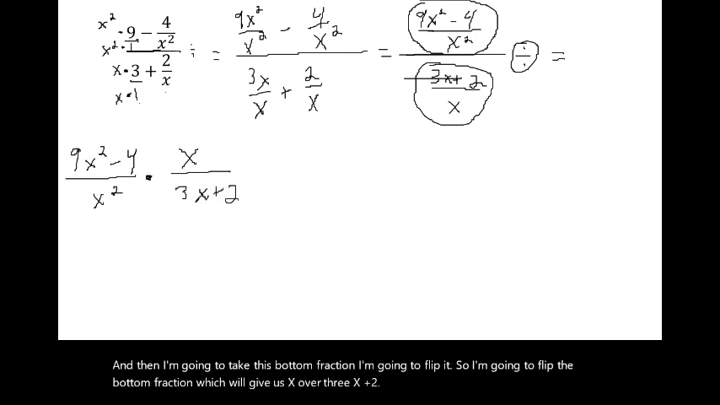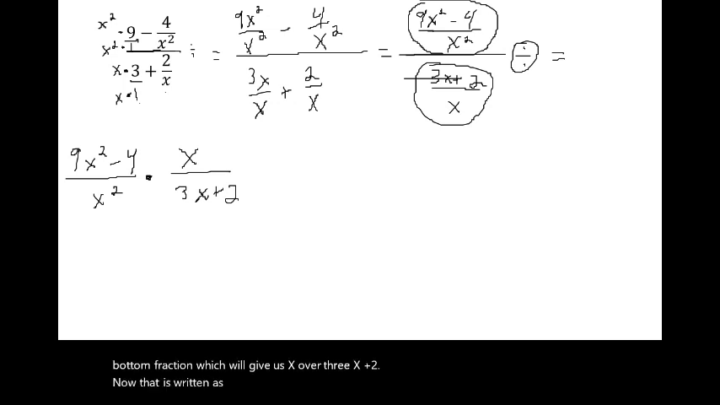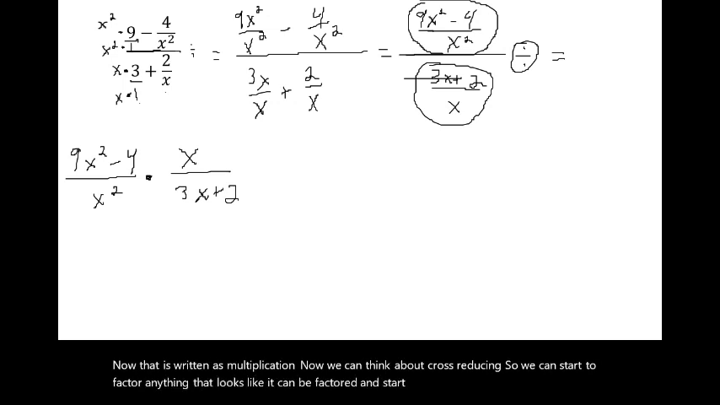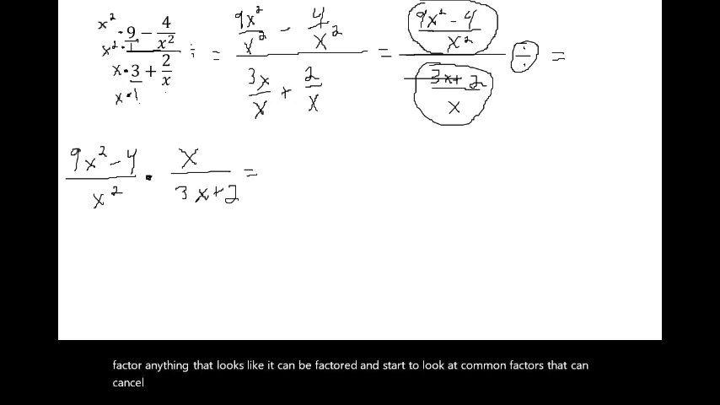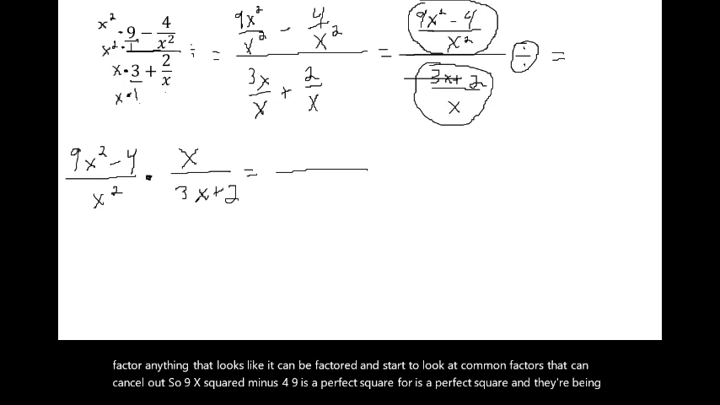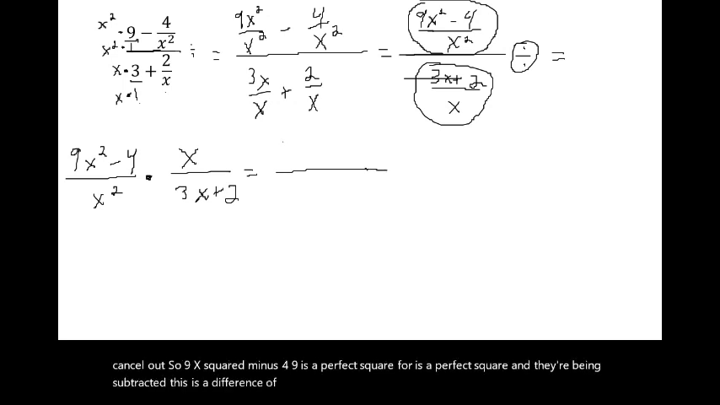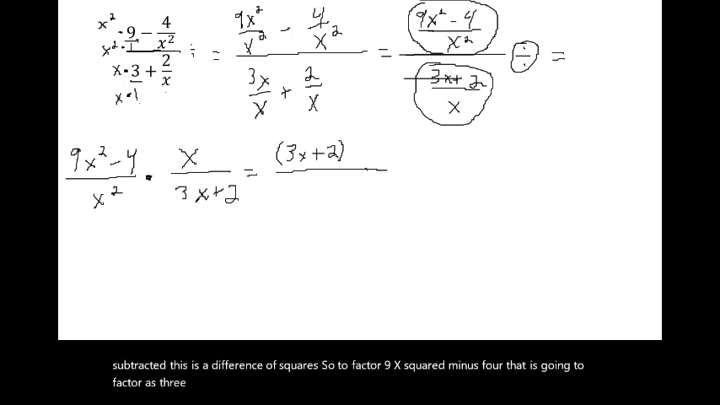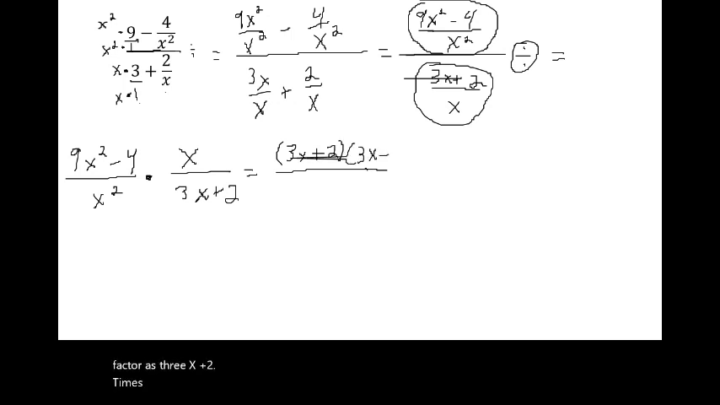Now that it is written as multiplication, now we can think about cross-reducing, so we can start to factor anything that looks like it can be factored and start to look at common factors that can cancel out. So 9x squared minus 4, 9 is a perfect square, 4 is a perfect square, and they're being subtracted. This is a difference of squares. So to factor 9x squared minus 4, that is going to factor as 3x plus 2 times 3x minus 2. Then the denominator x squared is not going to get any better than that.